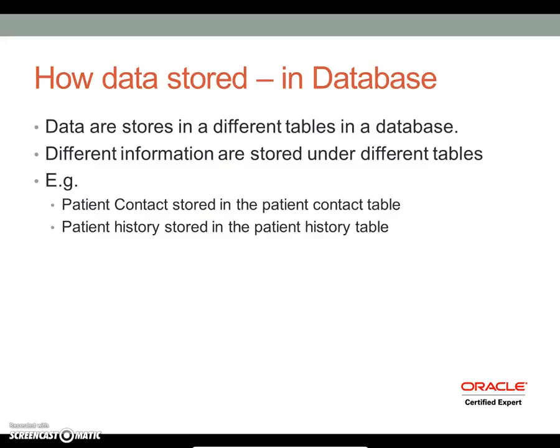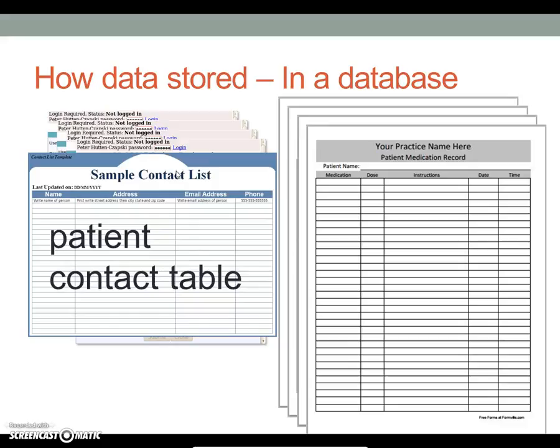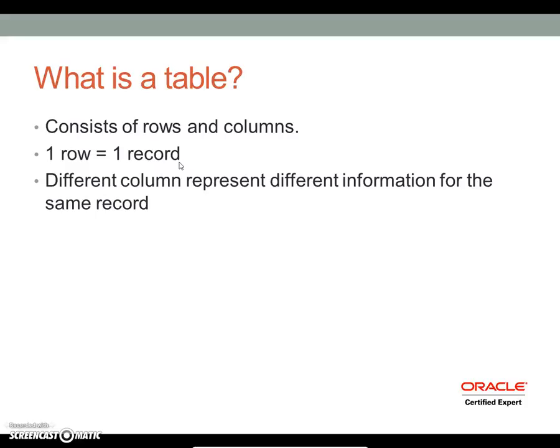That means, for example, you can see it here. You have a contact list and your patient medical record. The contact list will be stored under the patient contact table, while the history of the patient will be stored under the patient history table. So, what is a table? A table is something that simply consists of rows and columns.